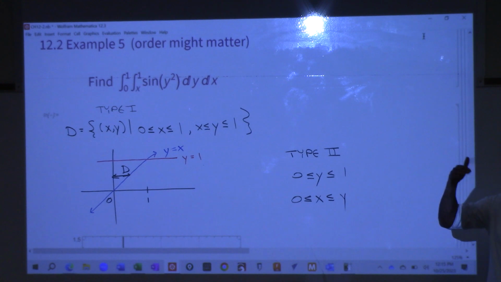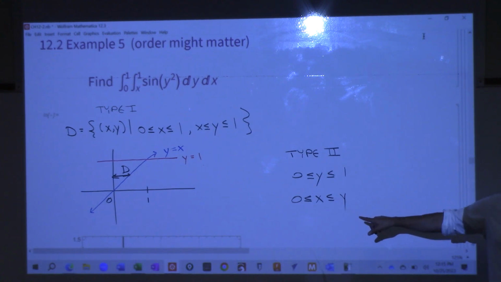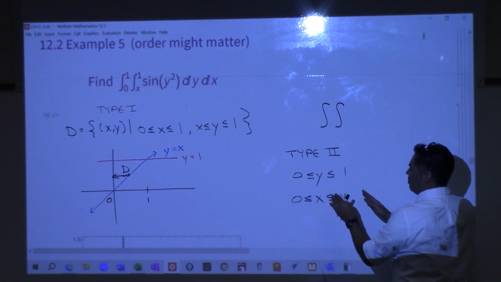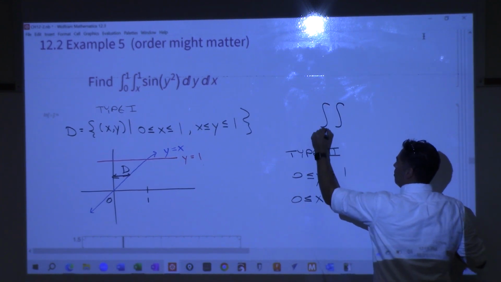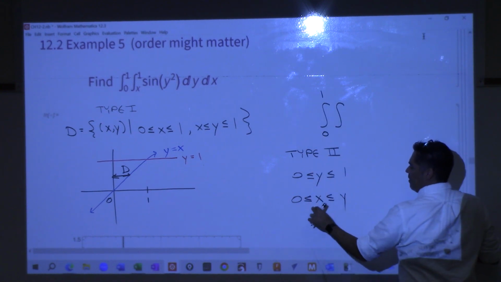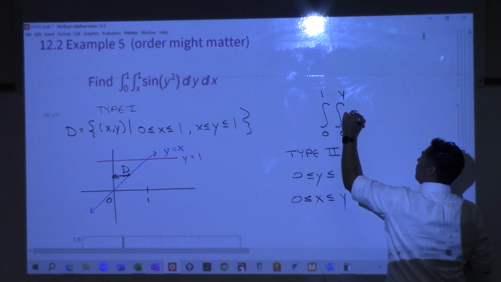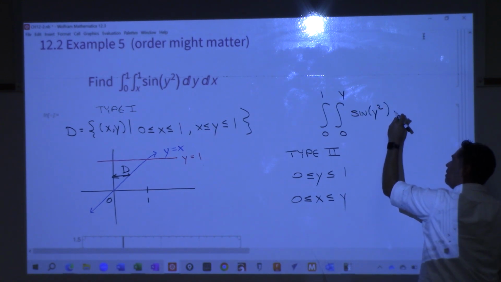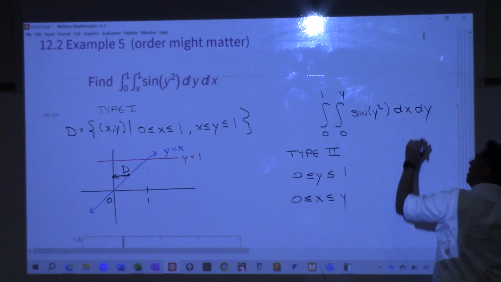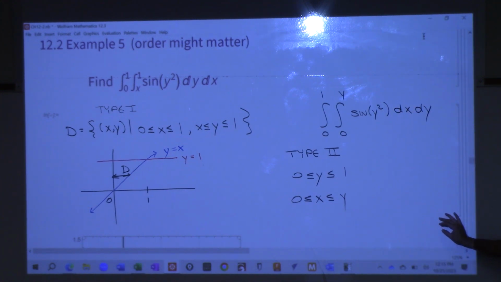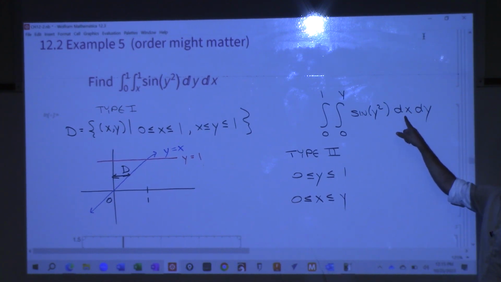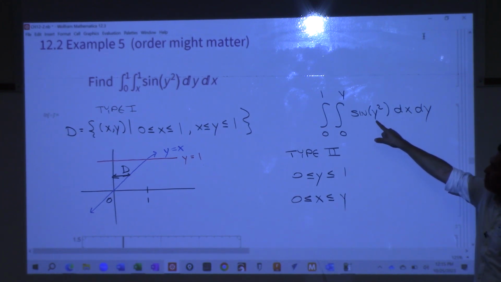Now, why is this useful? Are y'all seeing ahead why it's useful to switch it? Let's see why this is worth doing. What does this double integral look like as a type 2? We go 0 to 1 here, that's our restriction on y, and then here we go 0 to y. Then we do sine of y squared, dx dy. That's critical because if I integrate this with respect to x now, this is just a constant. So what's the antiderivative of that with respect to x?